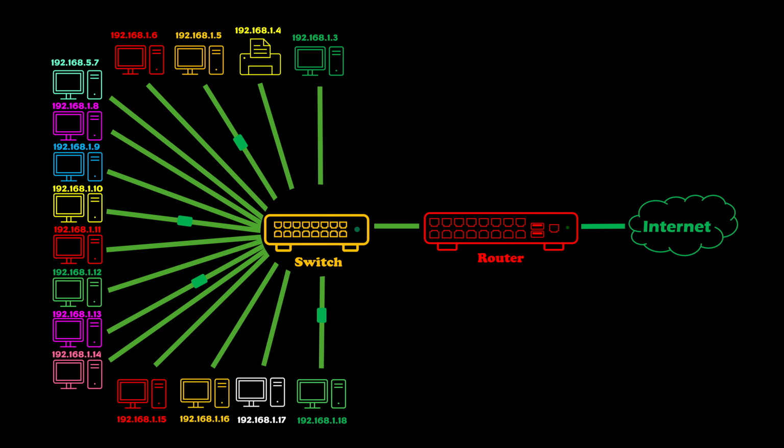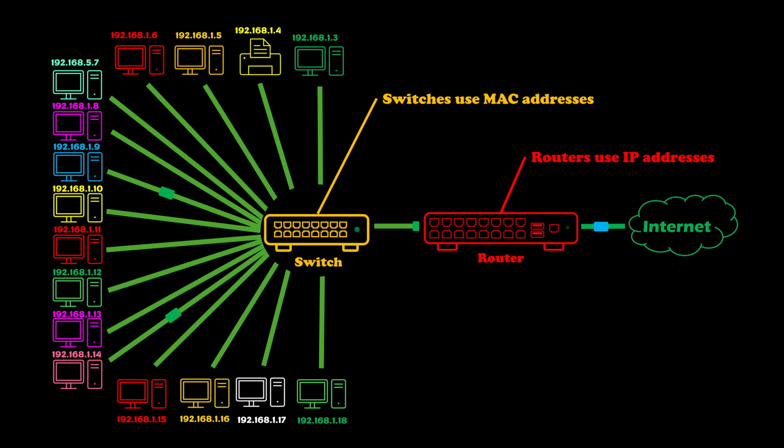Now, there are other steps routers take, for example, performing network address translation and using routing tables, but these are all beyond the scope of this video. The key differences to remember are that routers use IP addresses, whereas switches use MAC addresses.